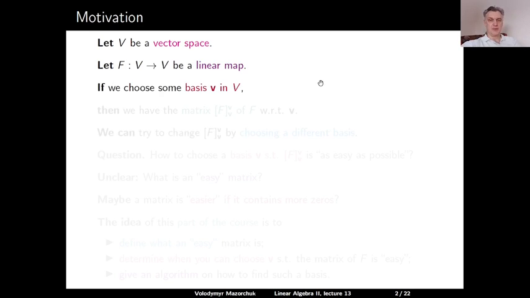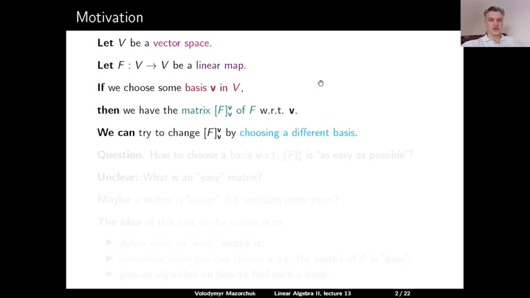If we choose some basis in V, then we have the corresponding matrix of our linear operator F with respect to this basis. The matrix depends on the choice of the basis. So we can try to change the matrix by choosing a different basis. And then a natural question to ask is, how can we choose a basis such that the matrix of our linear operator in this basis is easy, or as easy as possible?